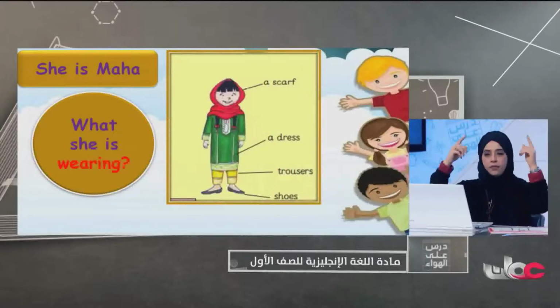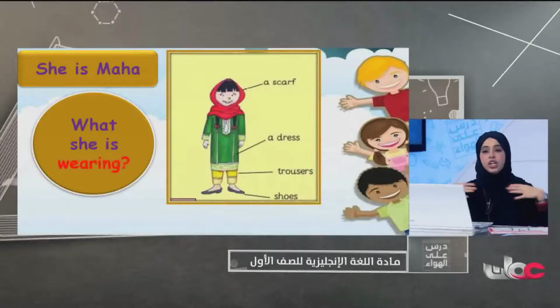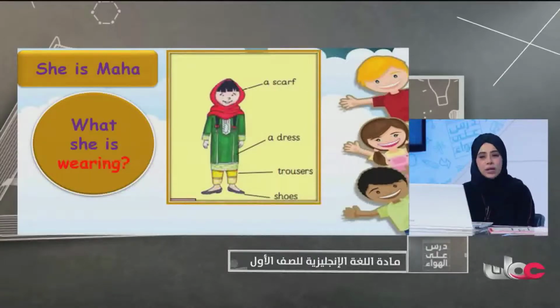So let's repeat again from the top. Red scarf, green dress, yellow trousers, blue shoes. So what is Maha wearing? She is wearing a green dress. She is wearing a red scarf. She is wearing yellow trousers, and also she is wearing blue shoes.